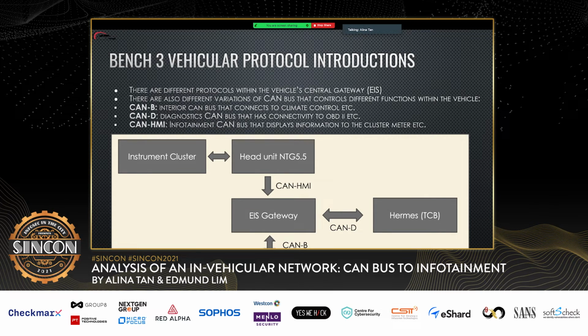And then for CAN D, we have the diagnostics CAN bus. The diagnostics CAN bus connects to the OBD2. And then we have the CAN HMI over here. HMI stands for human machine interface, which is usually a human readable kind of format. So it's basically the infotainment CAN bus that displays human readable information to the cluster meter and also allows you to interact with it.